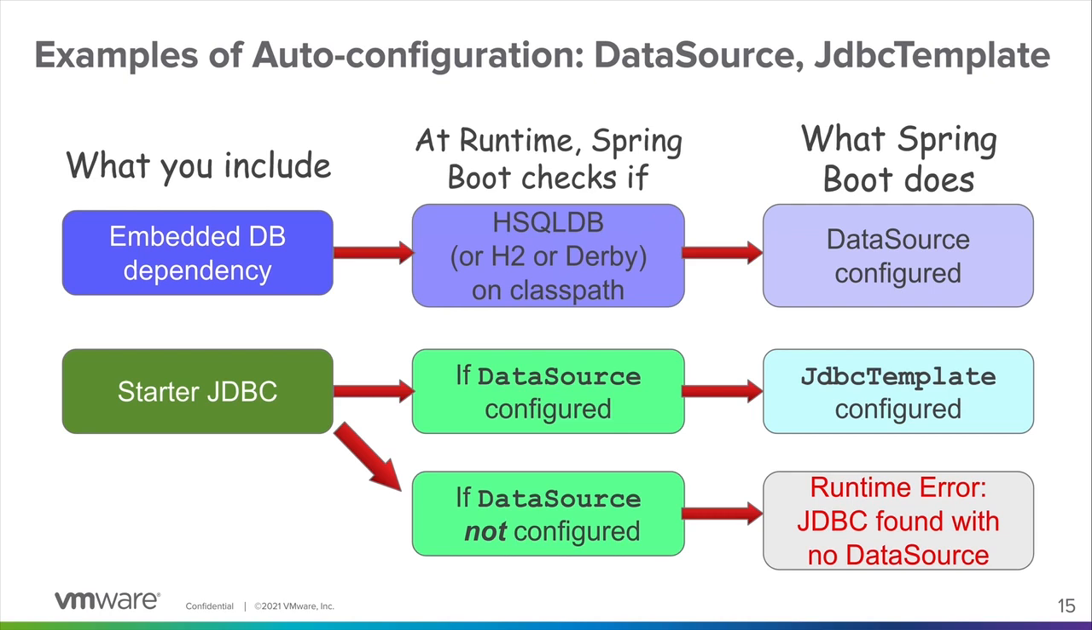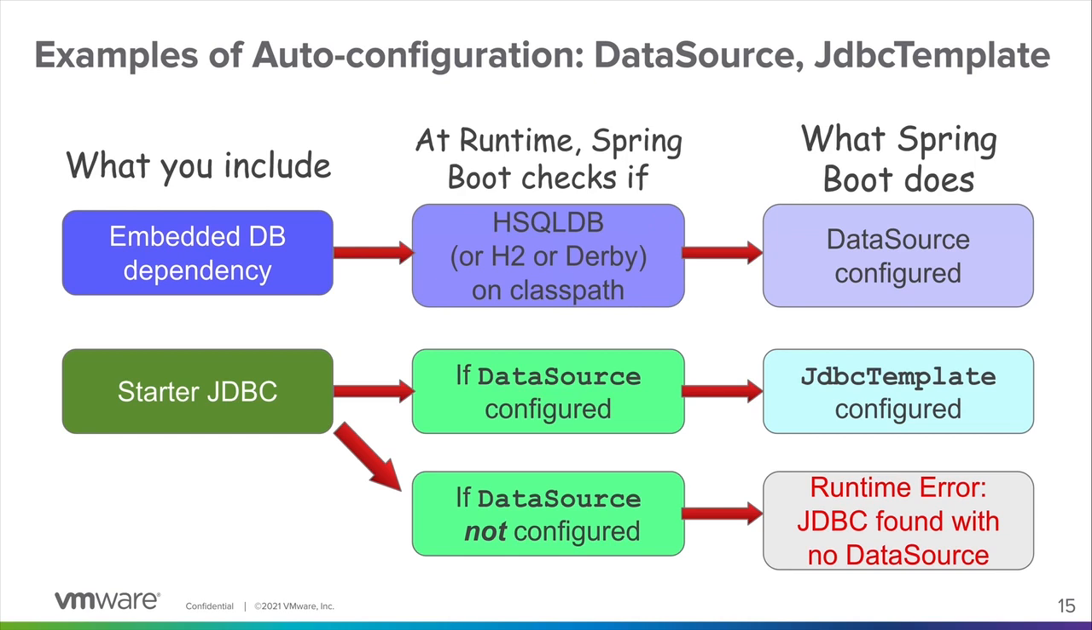The same will happen when you define the starter JDBC in the POM file. This will pull in everything into the classpath, and if you have a data source configured, Spring Boot will auto-configure the JdbcTemplate for you. Of course, if you want to use JDBC, you need something to interact with the JDBC API, and that will be the JdbcTemplate. If you don't have a data source, this will throw an exception.